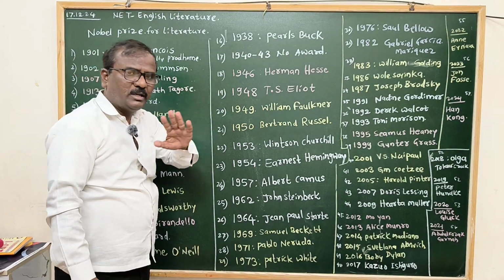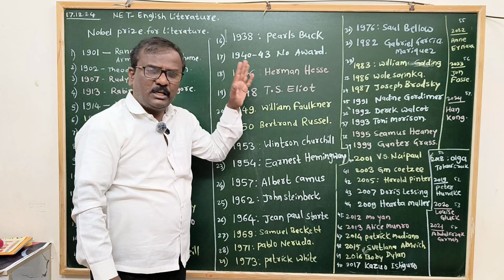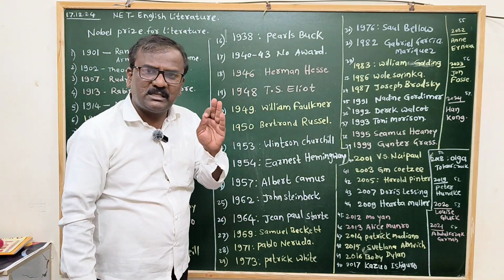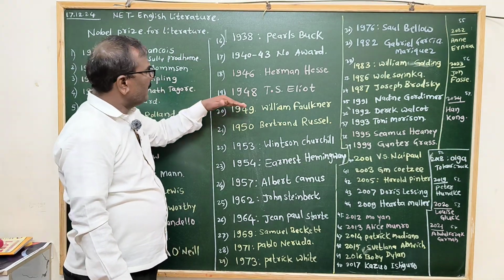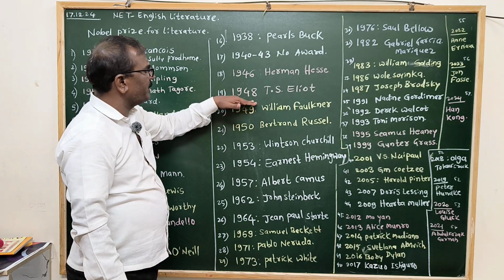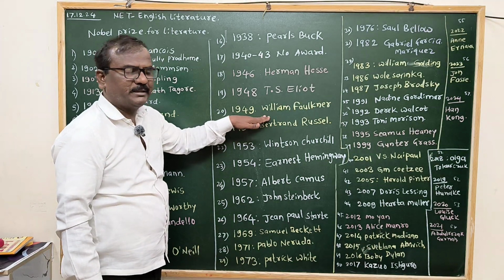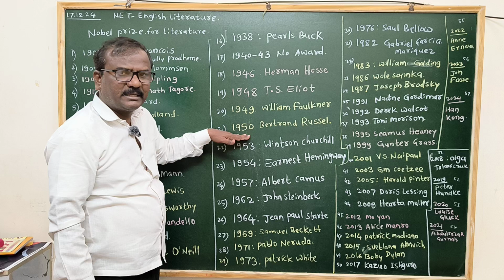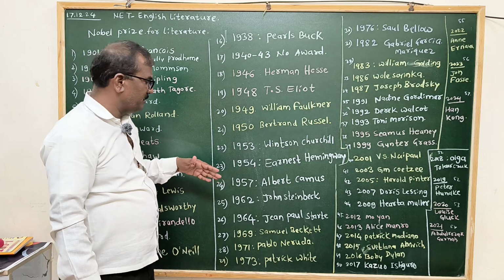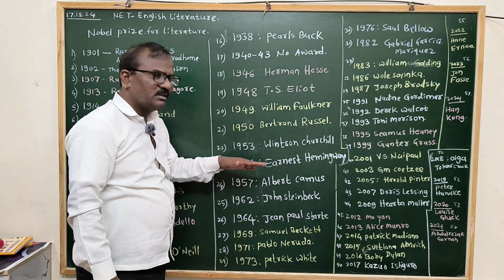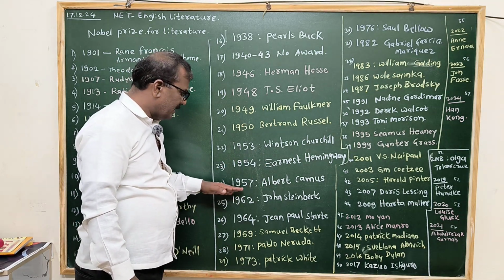1946, Hermann Hesse. He wrote the world famous work Siddhartha. Hermann Hesse, German author. Then 1948, T.S. Eliot. 1949, William Faulkner. 1950, Bertrand Russell. 1953, Winston Churchill, the British Prime Minister. 1954, Ernest Hemingway, who wrote The Old Man and the Sea.